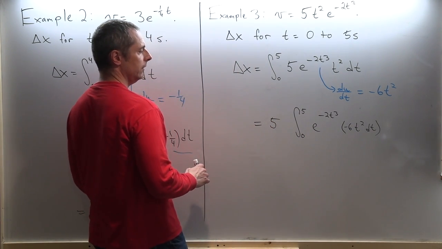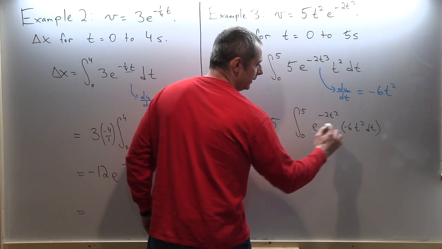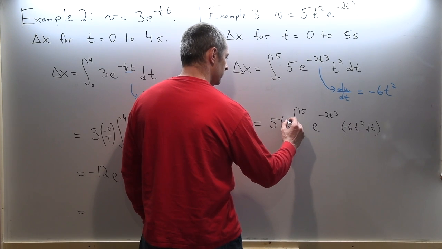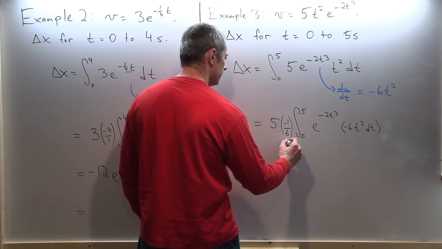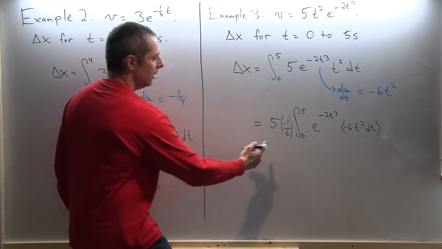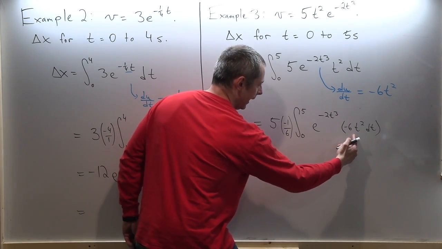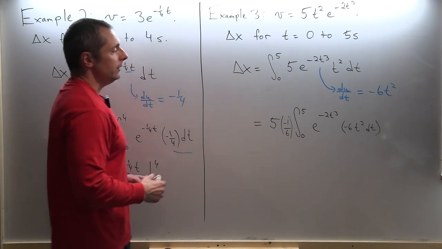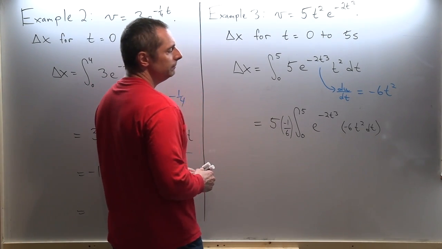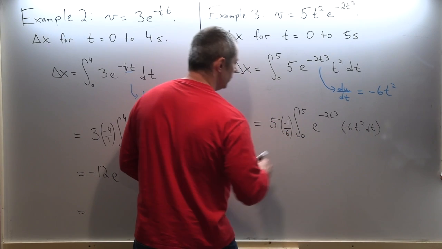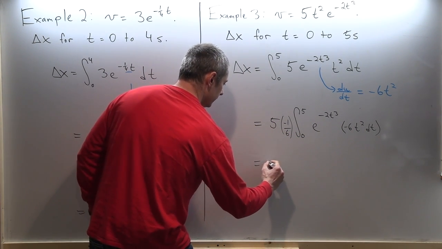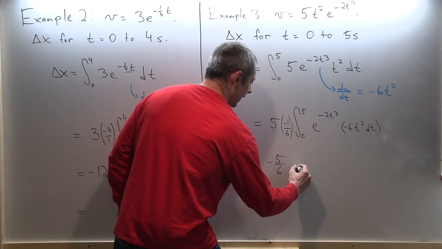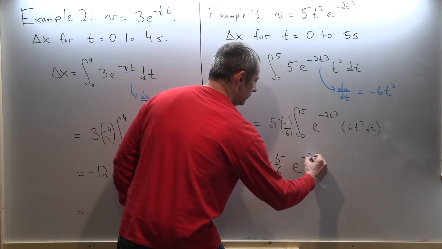Okay? But I can't just put a negative 6 in there unless I put a negative 1/6 over here. All right, so I haven't changed the function by adding that negative 6. So now the integral of the exponential, e to the u du, is just e to the u. So I have negative 5/6 here. And e to the u is our integral.